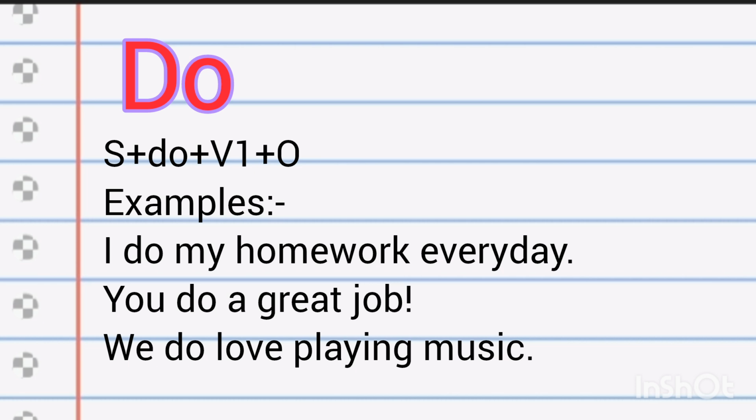Another example: you do a great job. Another example: we do love playing music.